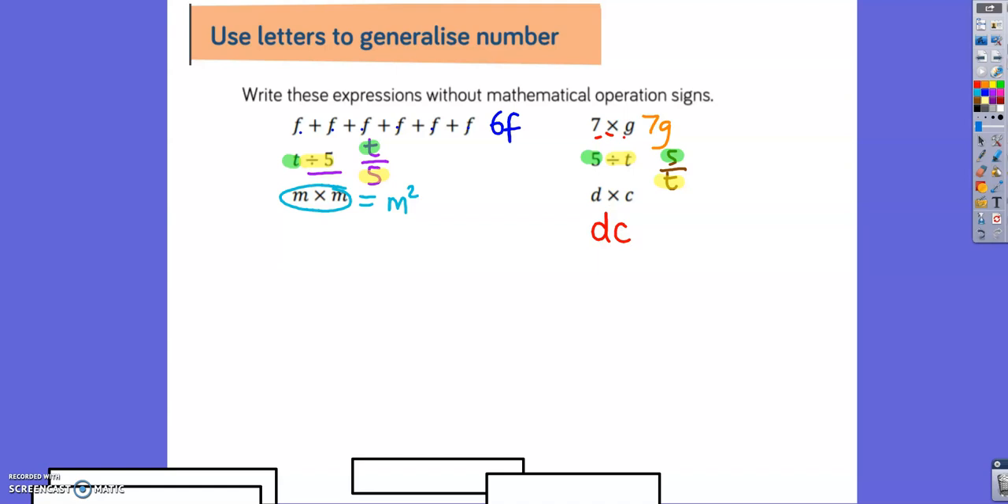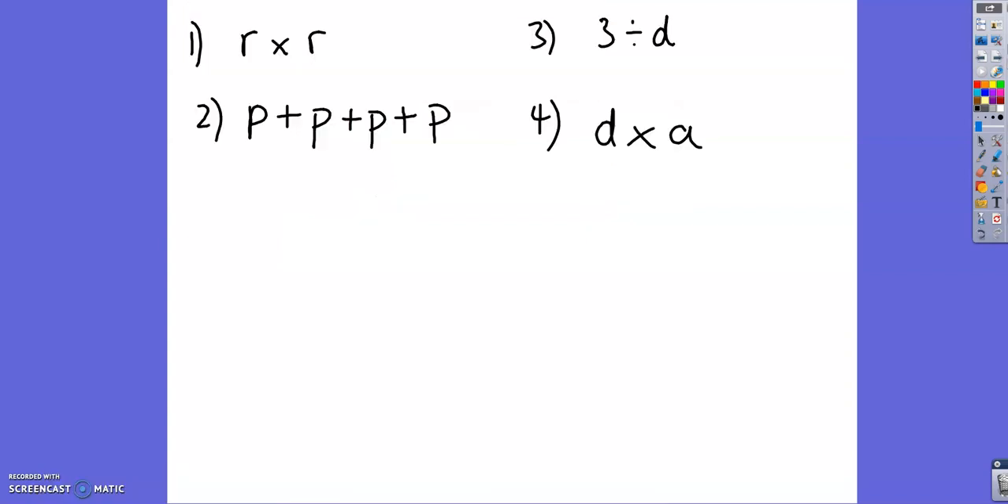Now I'm going to give you a couple down the bottom for you to have a little go at, and then I'll reveal the answers afterwards. If you need to re-watch the explanation, please re-watch the explanation that was given before. I'd recommend you pausing in a moment, because I'm going to go through the answers in 5 seconds. So 5, 4, 3, 2, 1. Here are your answers. How did you get on with that? So here we have r squared, 4p, 3 divided by d, and dA for d times a.